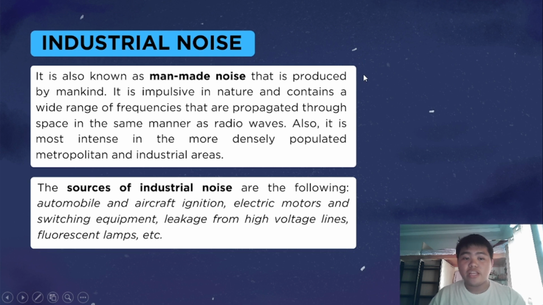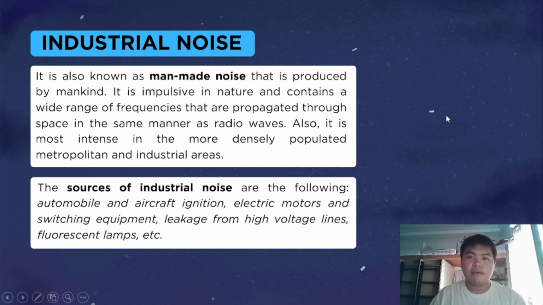Also, it is more intense in densely populated metropolitan and even industrial areas. The sources of industrial noise are the following: automobile and aircraft ignition, electric motors and switching equipment, leakage from high voltage lines, and fluorescent lamps.